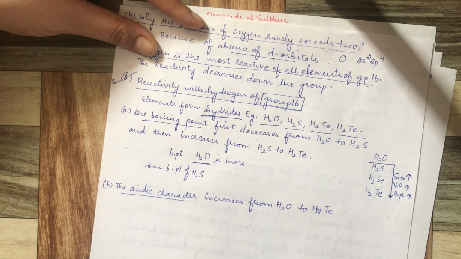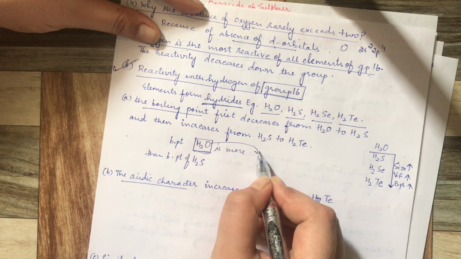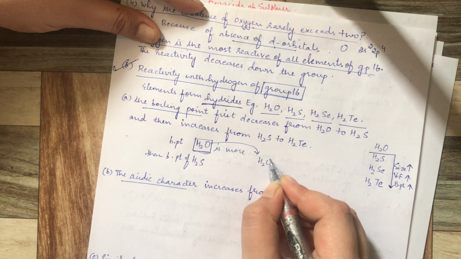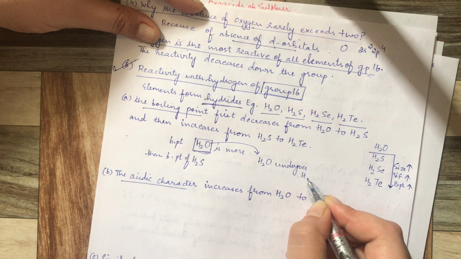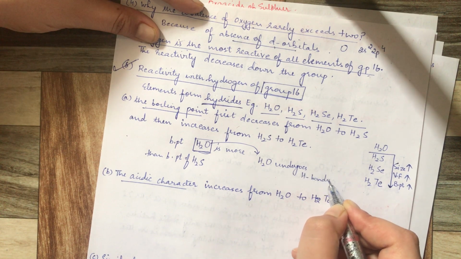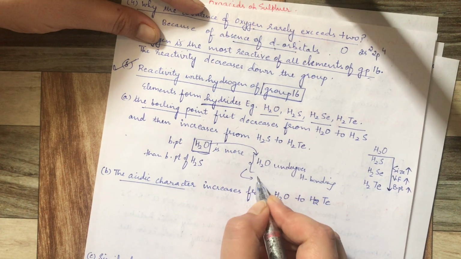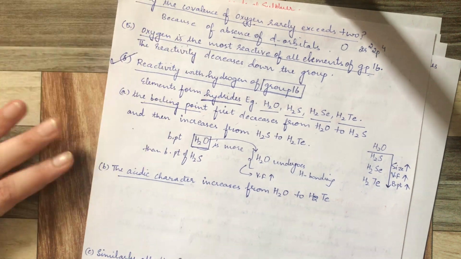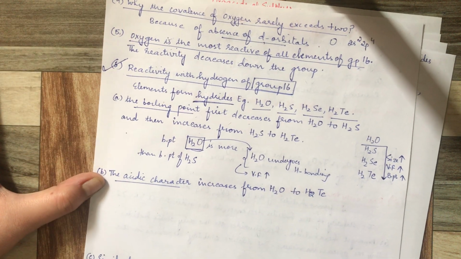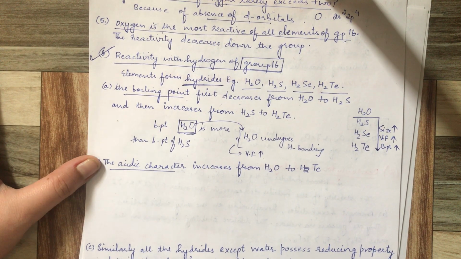Why is it so? Yes, you guessed right. Because H2O undergoes hydrogen bonding. If H2O undergoes hydrogen bonding, obviously the van der Waals forces will increase, and if the van der Waals forces increase, the boiling point will increase. So this is an exception. I hope you have understood, right?